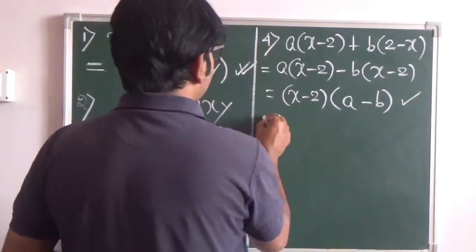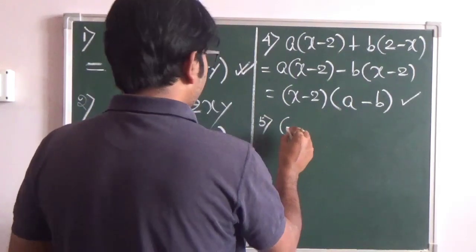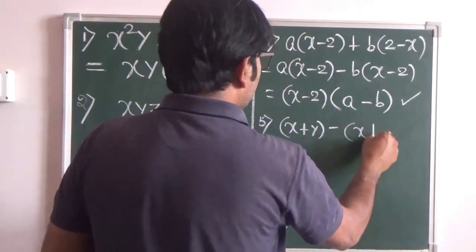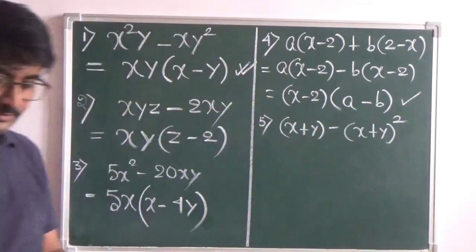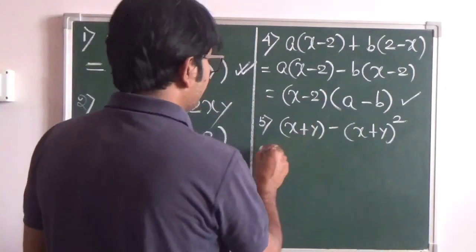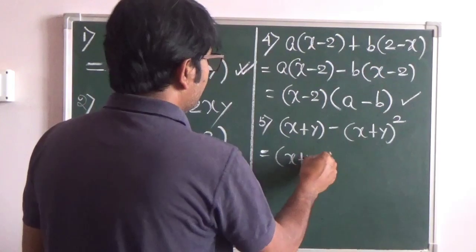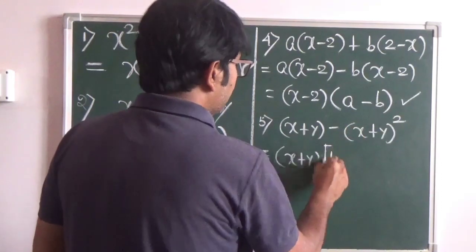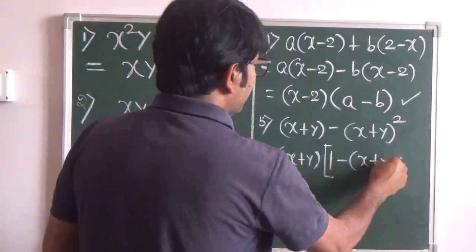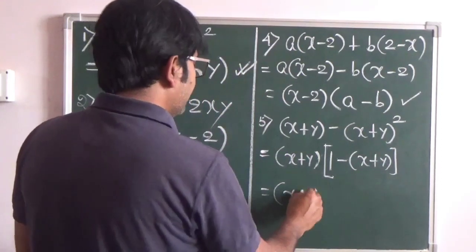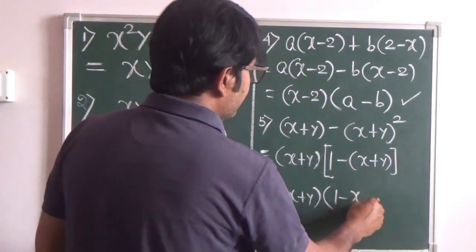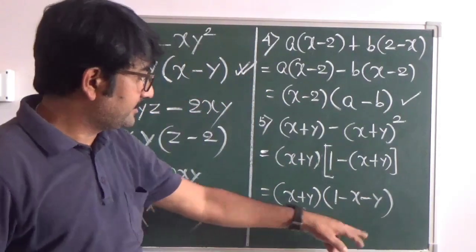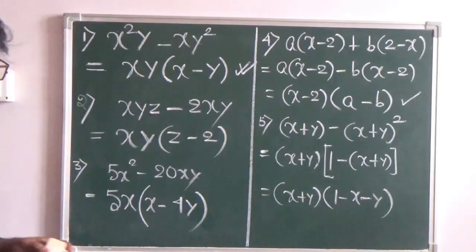So number 5, it is x plus y minus of (x plus y) whole square. If you look at both the terms, what is common in both the terms? x plus y is common. So you take x plus y common. From here it is 1, and this is minus of (x plus y). So if you write it, x plus y, and it is 1 minus x minus y. Simplifying the bracket inside it, we have (x plus y) into (1 minus x minus y). So now this is question number 5.